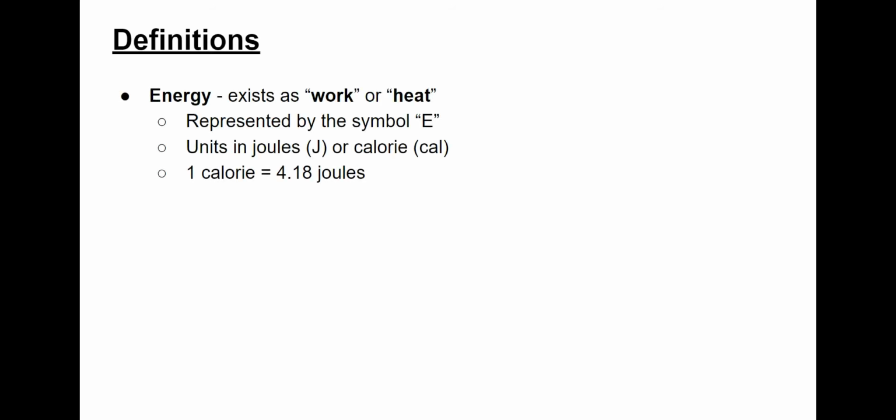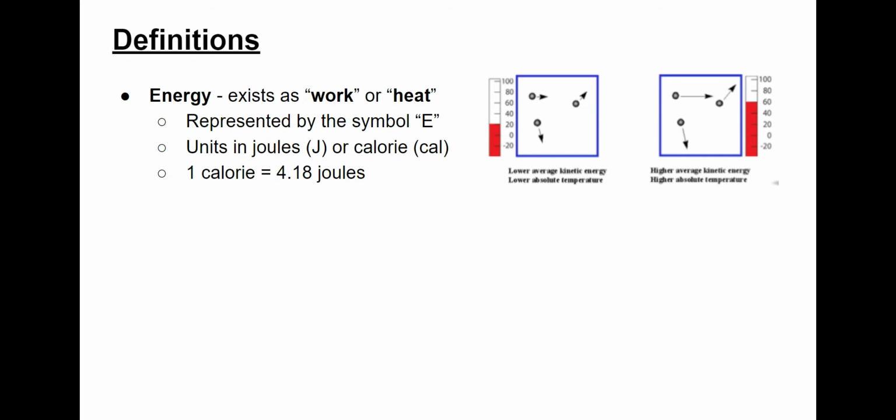Let's define a couple of terms here. Number one, energy. Energy exists in 2 forms, work and heat, and it's represented by the symbol E. The units for energy are joules or calories. 1 calorie is equal to 4.18 joules. We can understand the idea of energy as it relates to temperature by saying that it's proportional. Well, what does that mean? It means that low average kinetic energies correspond to low temperatures, and high average kinetic energies correspond to high temperatures.